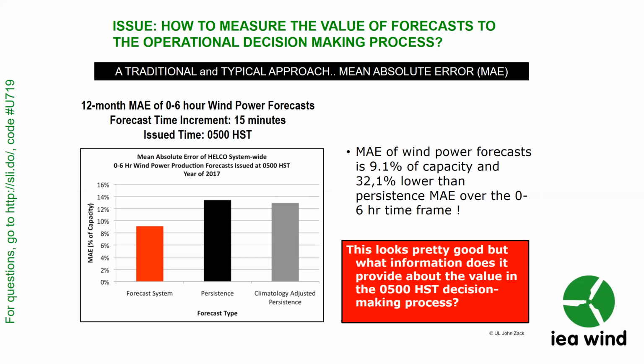So you say, well, this must be a valuable forecast. We're getting pretty good performance considering that we have 2 wind farms on the system. So fairly concentrated wind production with a lot of variability. So 9% is actually pretty good for that type of situation. But what does it really tell us about the value to the 5 a.m. decision-making process? So let's move on to the next slide.